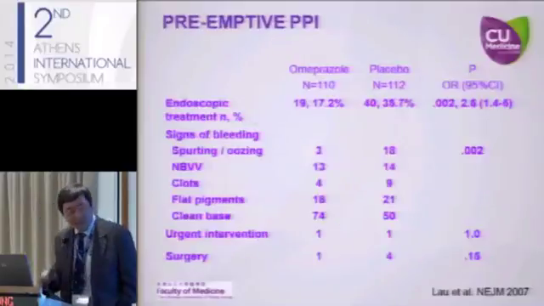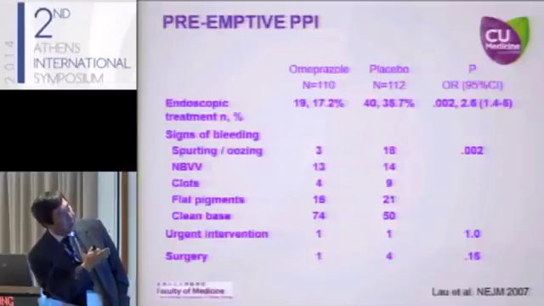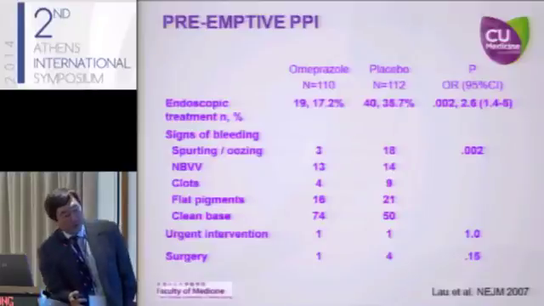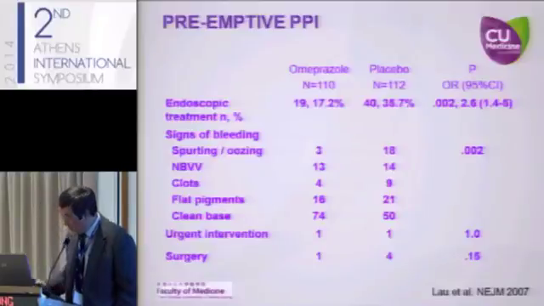What does that mean? It means that the patient with active oozing or spurting may be temporarily controlled by IV PPI, buying time for endoscopic intervention. However, you will still require subsequent definitive treatment, otherwise the patient is going to have recurrent bleeding again.